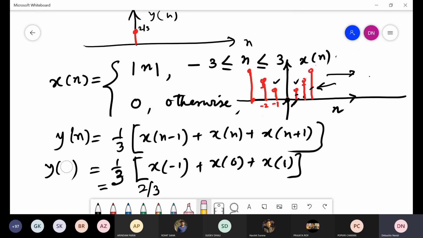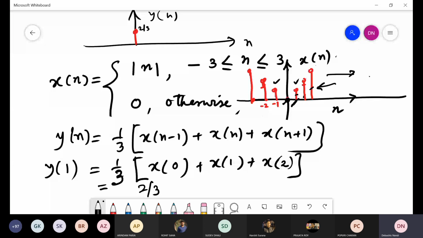Similarly, you can find the value of y 1. You put n equal to 1. In that case, this will be 0, because 1 minus 1 means 0. And it will be x n with n equal to 1, so at this position you have to write 1. And at this position, n is equal to 2, because you have considered n equal to 1, so 1 plus 1 is equal to 2.